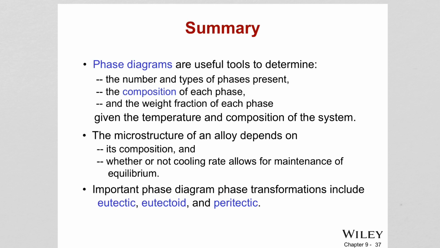And we have learned that the microstructure of an alloy depends on its composition, and whether or not the cooling rate allows for maintenance of equilibrium. Meaning, remember, if we do slow cooling rates, usually we follow the patterns in the phase diagrams. But if we do very quick cooling of the structure, then the atoms may not reach their equilibrium state. So you might not observe the same structure that is predicted by the phase diagram. So important phase diagrams, phase transformations included eutectic and peritectic. So this is it.